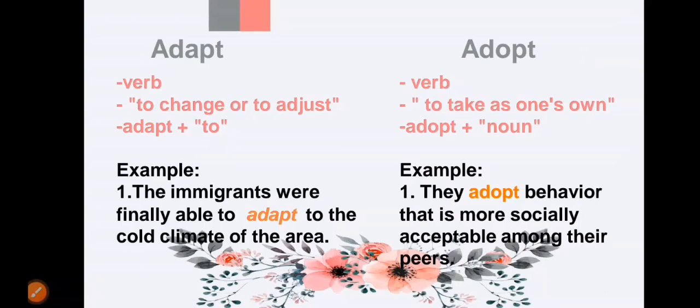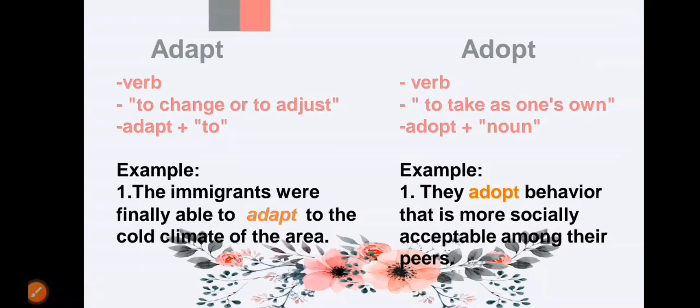Now let's have this example. The immigrants were finally able to adapt to the cold climate of the area. As we can see from the first sentence, the word adapt is followed by the preposition to. It means to adjust or to change. If we're going to understand the first sentence, the immigrants were finally able to adjust from a warm climate to a cold climate. So that would only mean that the word that should be used is the word adapt, which means to change or to adjust.